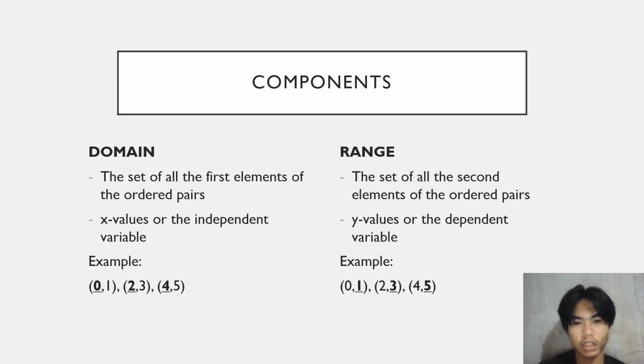Now we are going to study the components of a function. First is the domain. It is the set of all the first elements of the ordered pairs. In the given examples, it was the values on the left side, the x values or the independent variable. In the example, the values 0, 2, and 4 are considered the domain, while the range is the set of all the second elements of the ordered pairs. It is also labeled as the y values or the dependent variable. For example, the values 1, 3, and 5 in the ordered pairs given.